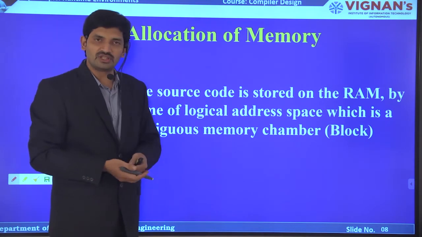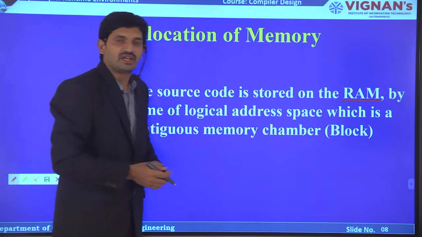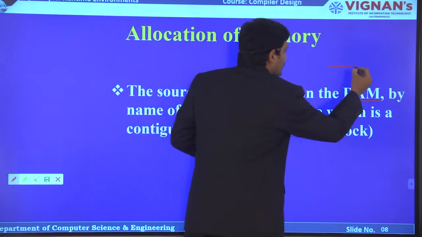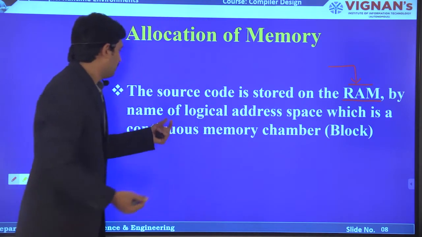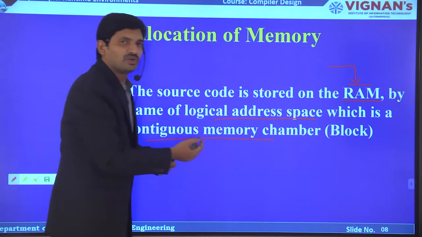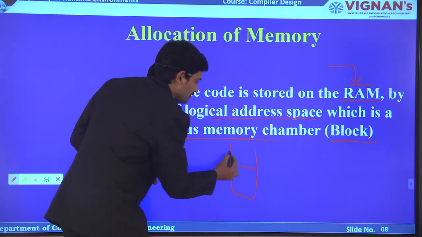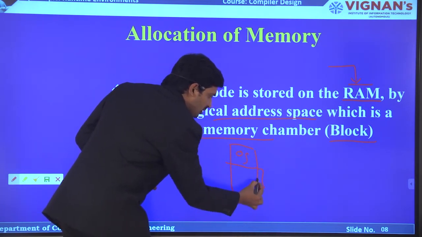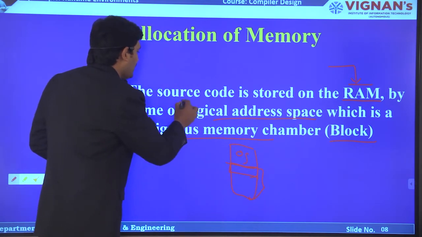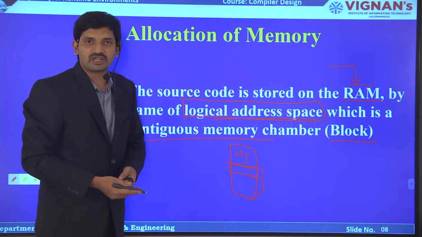So the source code is stored in the RAM. When the compiler requests the operating system, it allocates some memory to that particular program. So on the RAM, the program resides by the name of its logical address space, which is a contiguous memory, and we call it a block. That means in the user space, a block of memory is allocated for this particular program, and such a block we call the logical address space.